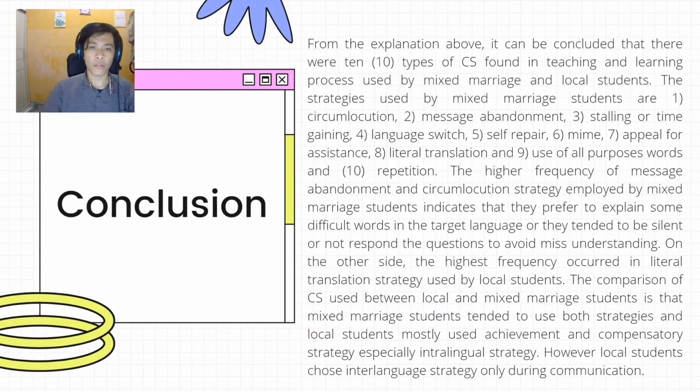The next is conclusion. From the explanation above, it can be concluded that there were 10 types of communication strategies found in the teaching and learning process used by mixed marriage students: first, circumlocution; two, message abandonment; three, stalling or time gaining; four, language switch; five, self-repair; six, meme; seven, appeal for assistance; eight, literal translation; nine, use of all-purpose words; and ten, repetition. The high frequency of message abandonment and circumlocution strategies employed by mixed marriage students indicates that they prefer to explain some difficult words in the target language, or they tend to be silent or not respond to a question to avoid misunderstanding.